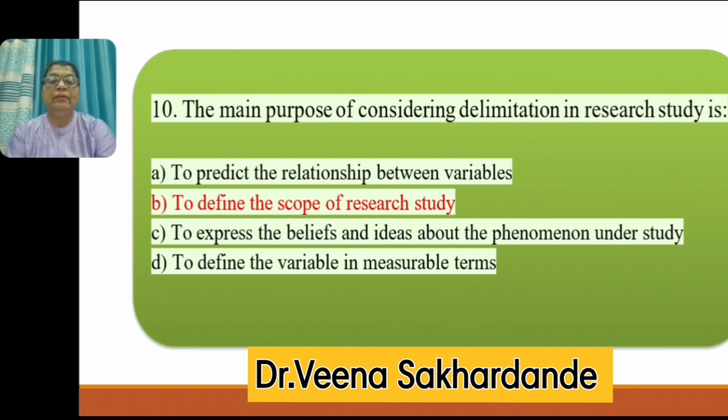MCQ number 10: the main purpose of considering delimitation in the research study is to predict the relationship between variables, to define the scope of research study, to express the belief and idea about the phenomena under the study, and fourth, to define the variables in measurable terms. So what is the correct answer? To define the scope of research study. The main purpose of delimitations in the study is mainly to define the scope of the research study. That is the correct answer.